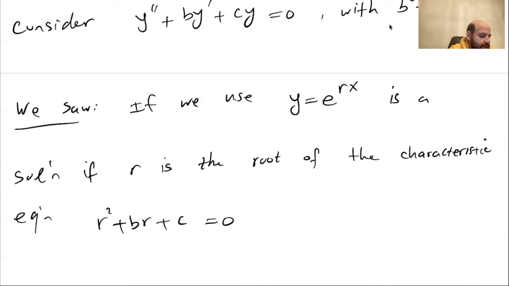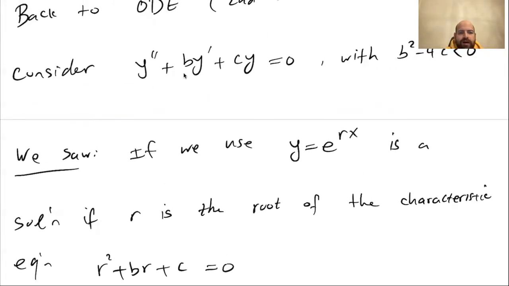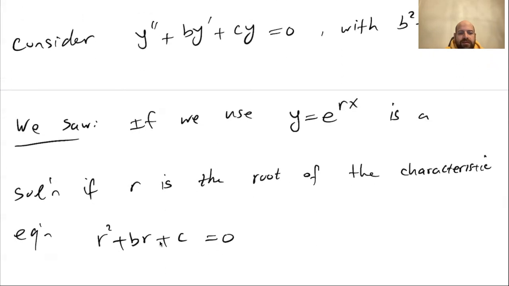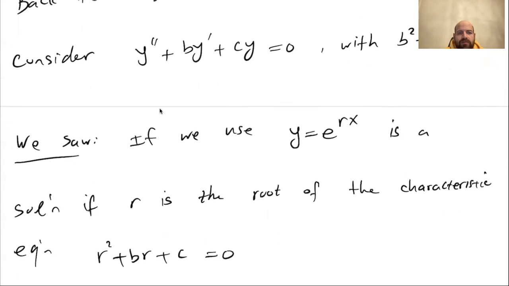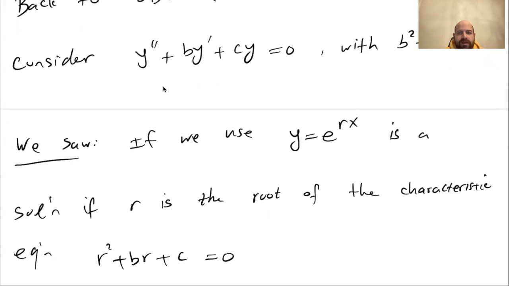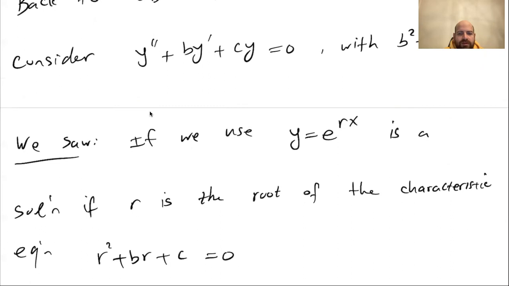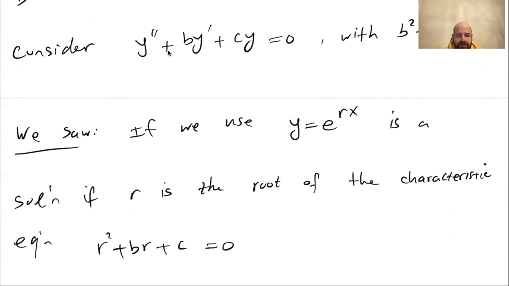So this is what we have seen before, that if you replace y with e to power rx and substitute back, you will see that as long as this equation is satisfied, then this will be a solution for our differential equation. And this equation is called the characteristic equation for the differential equation. We saw that to find the characteristic equation, we simply use the same coefficients, but instead of order of derivatives, we need powers here. So instead of second derivative, we'll have power 2 and then power 1 and then constant here.